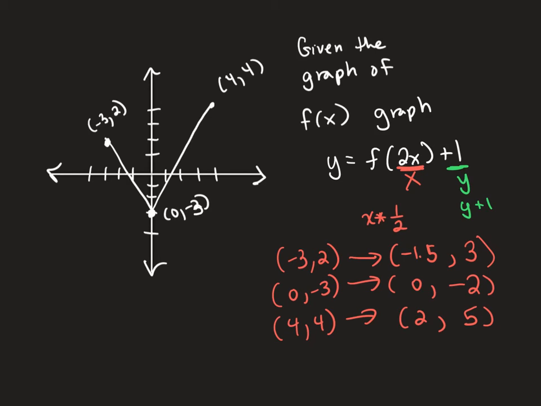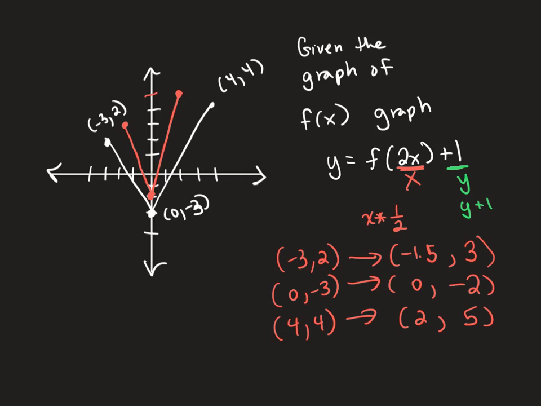So now I'll just plot these. So (-1.5, 3) is right there. And then we have (0, -2), which is right there. Really, since it's 0, it only gets affected by the shift up. And then we have (2, 5), which is going to be up 1 more. So this is our graph.